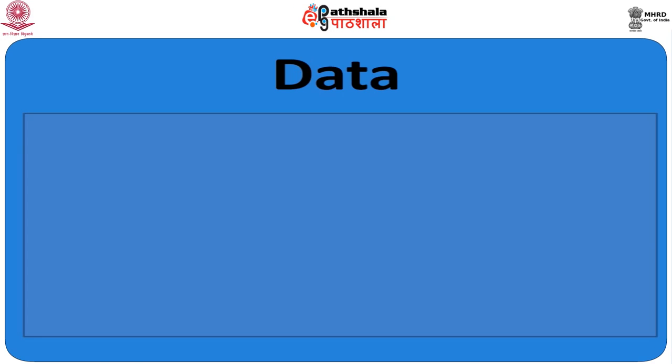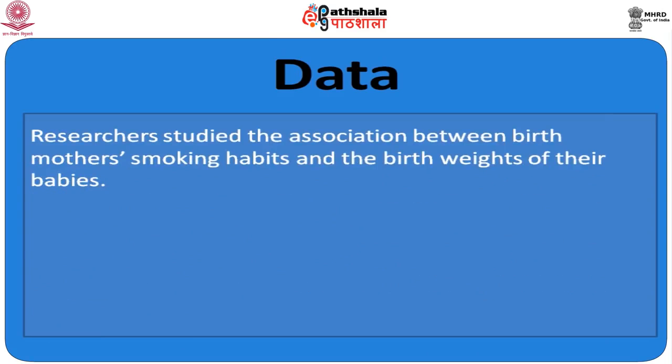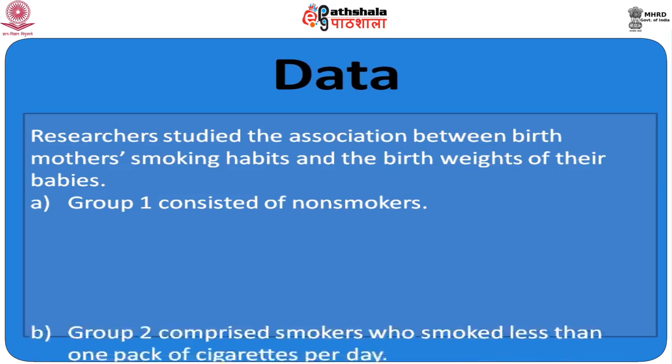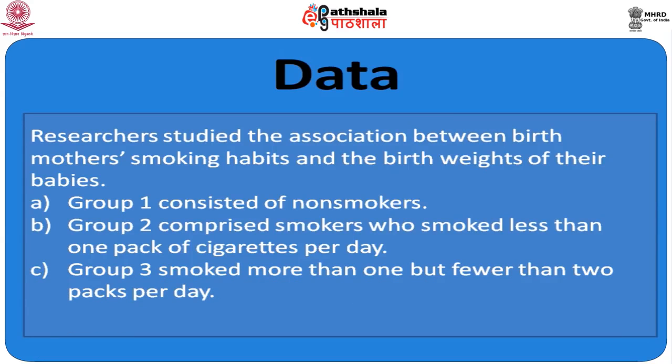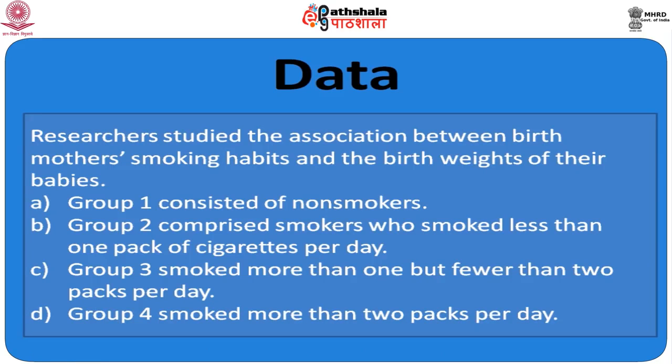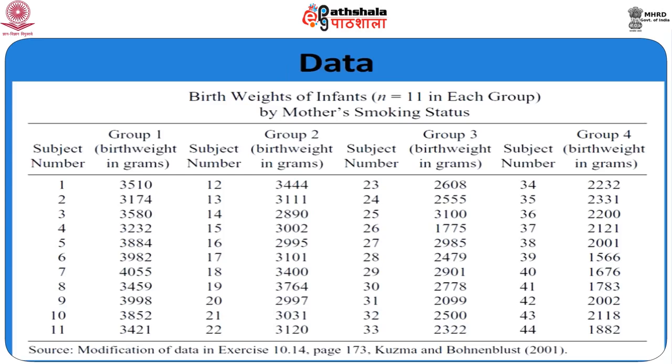Let's focus on the data. Researchers studied the association between birth weight of babies and mother's smoking habits. Group 1 consists of the non-smokers, group 2 comprises smokers who smoke less than 1 pack of cigarettes per day, group 3 smoked more than 1 but fewer than 2 packs per day, and group 4 smoked more than 2 packs per day. So there are 4 groups, and this is what the data looks like.